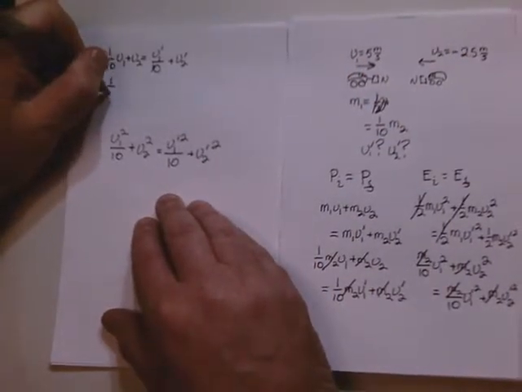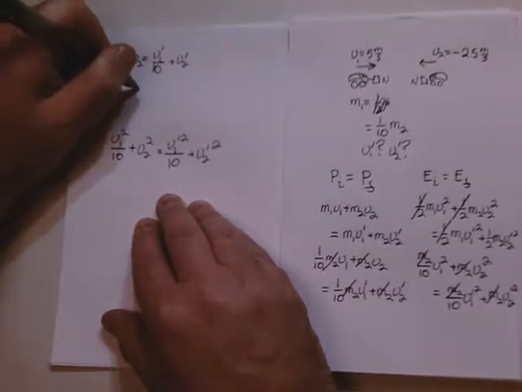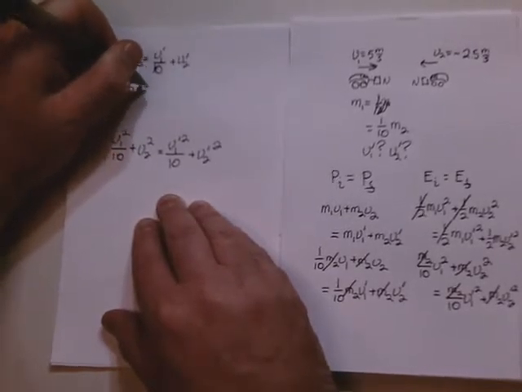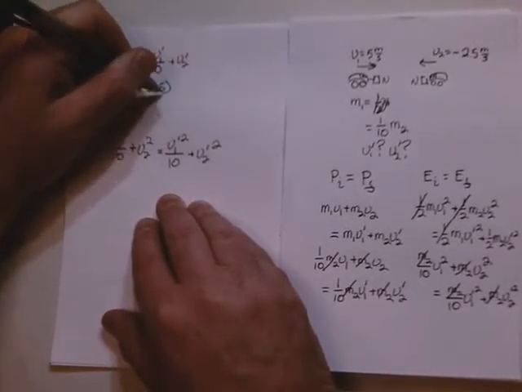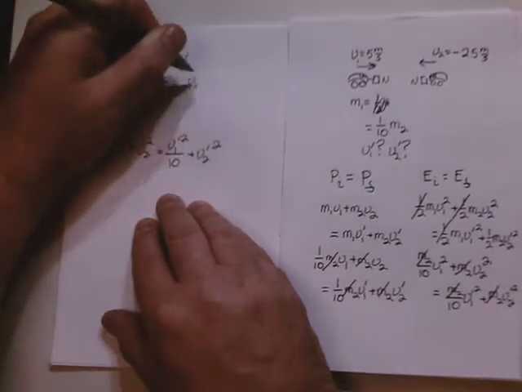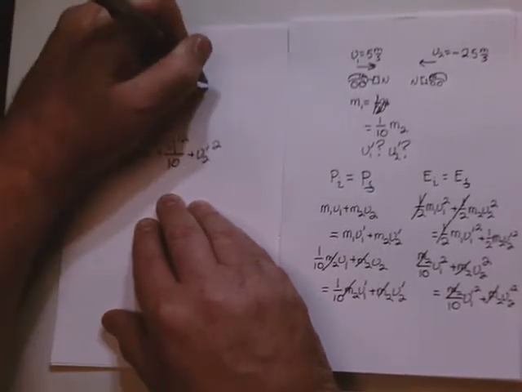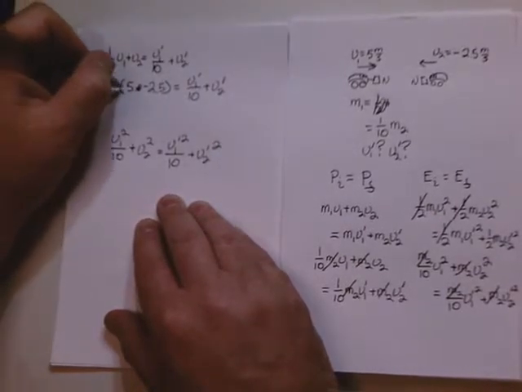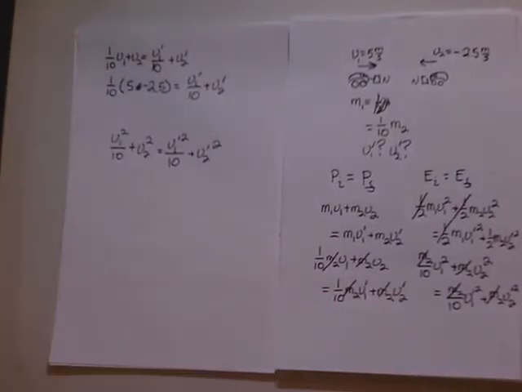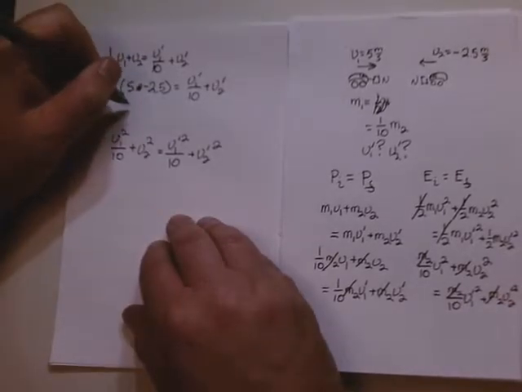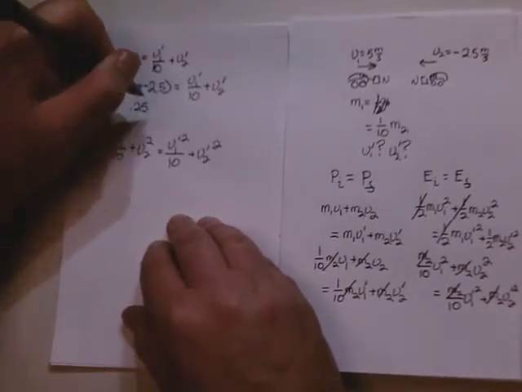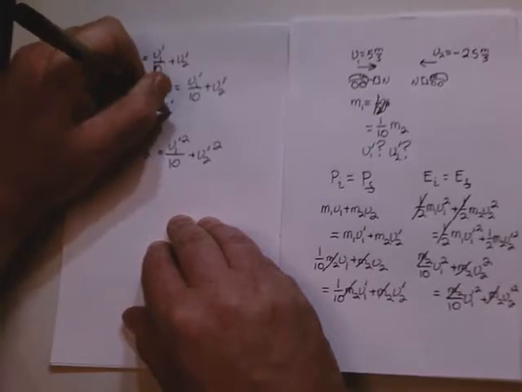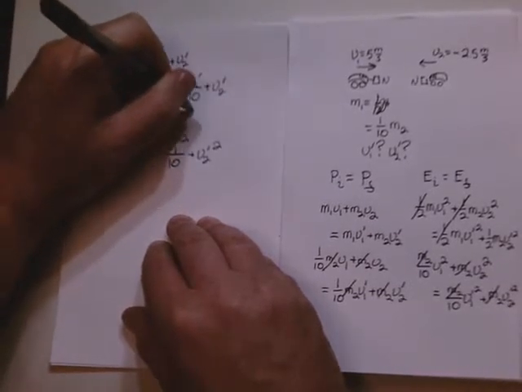So this is 1/10 times 5 minus 2.5 is equal to V1 prime over 10 plus V2 prime. So we end up with 2.5 divided by 10, or 0.25, is equal to V1 prime over 10 plus V2 prime.